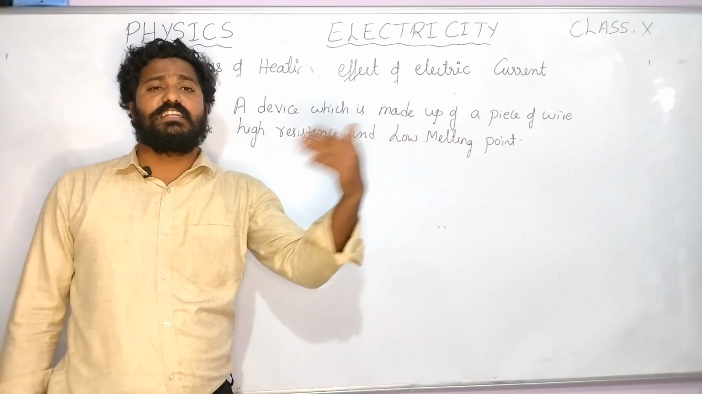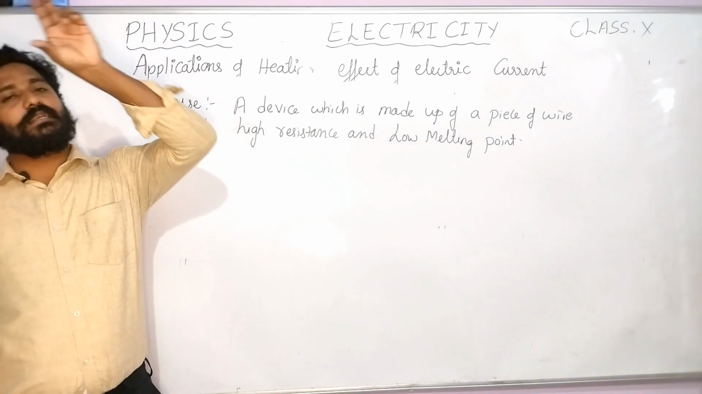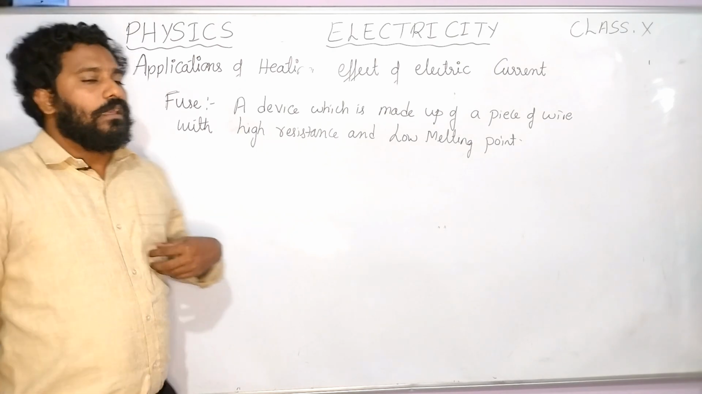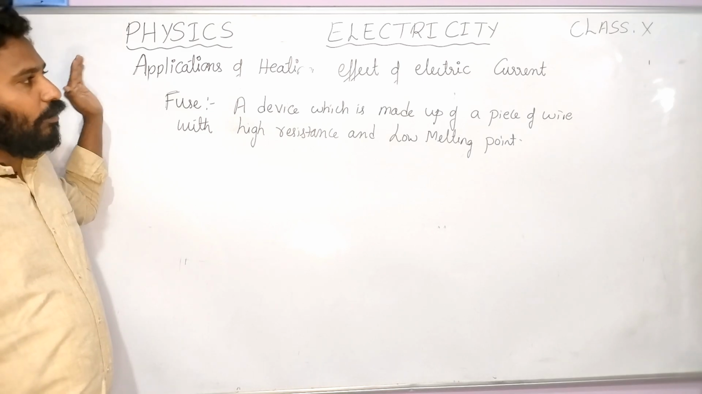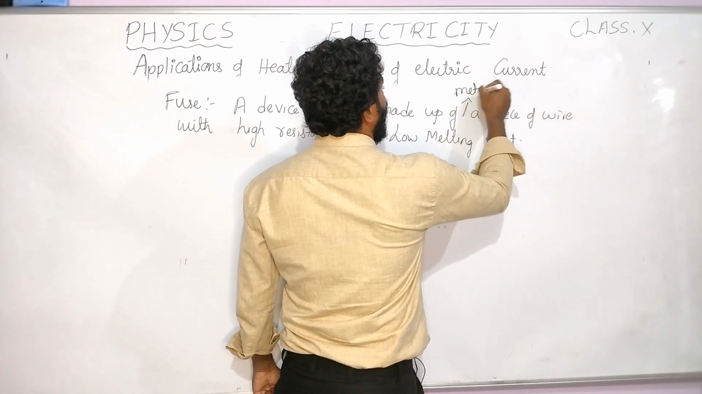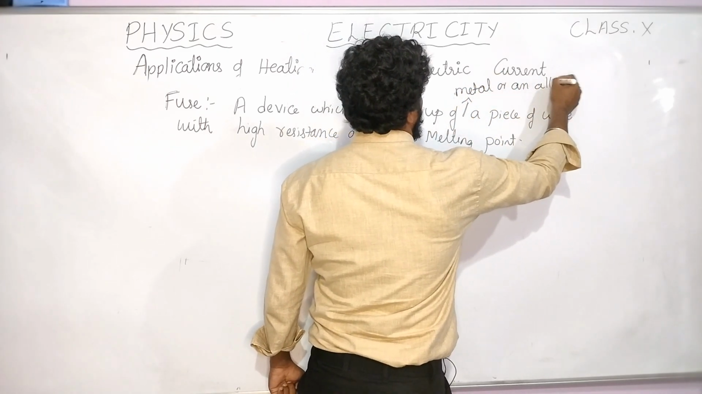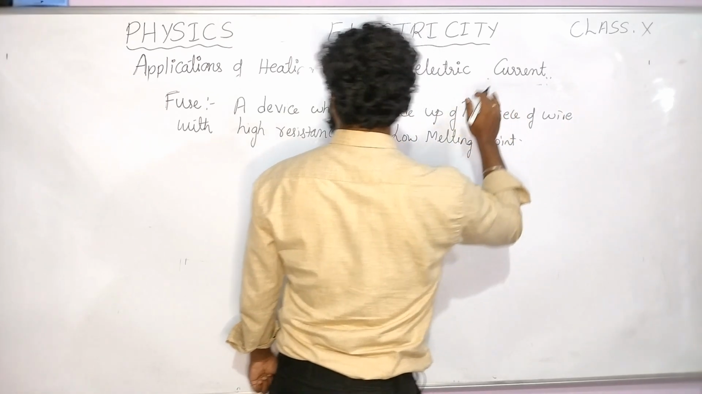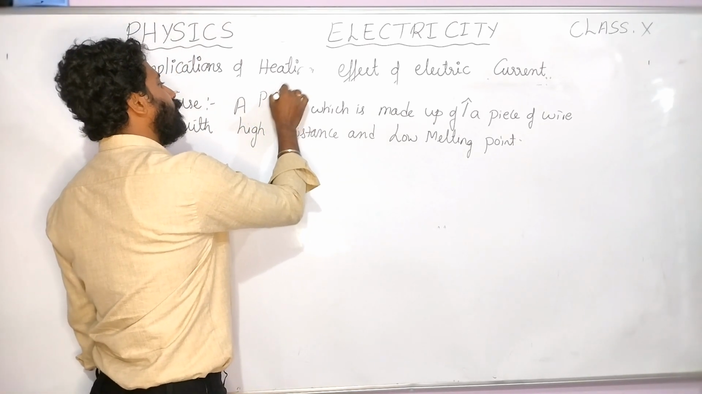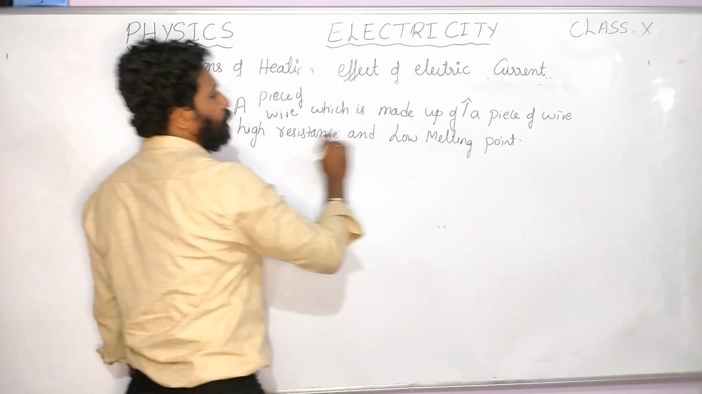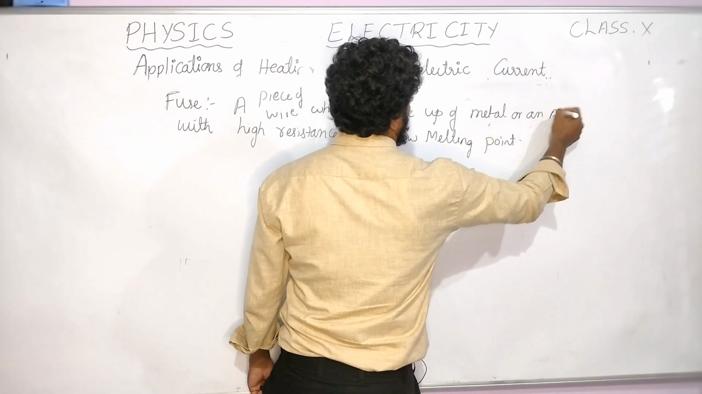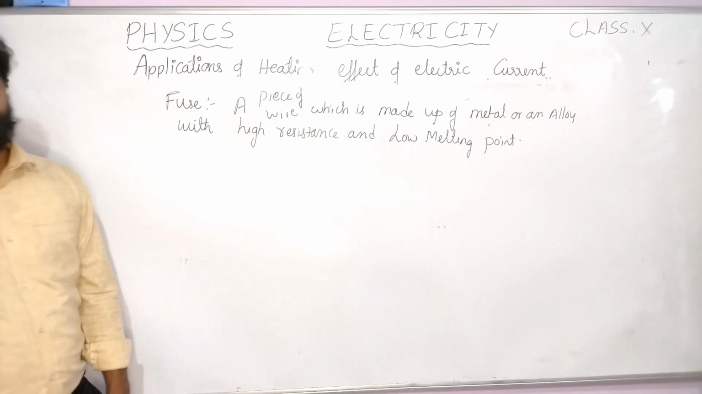They have different kinds of fuses. One is connected near the street lamps and all, right? A fuse is a device which is made up of a piece of wire, made up of a metal or an alloy with high resistance and low melting point.